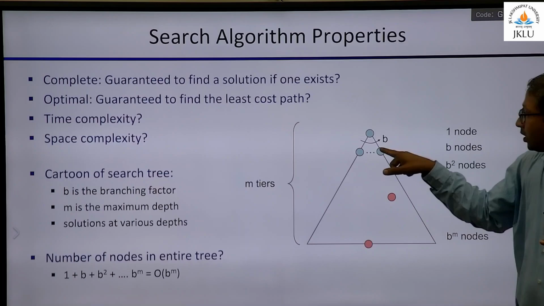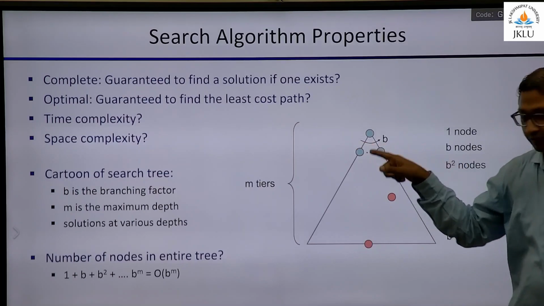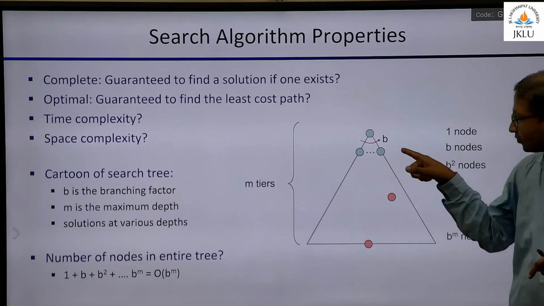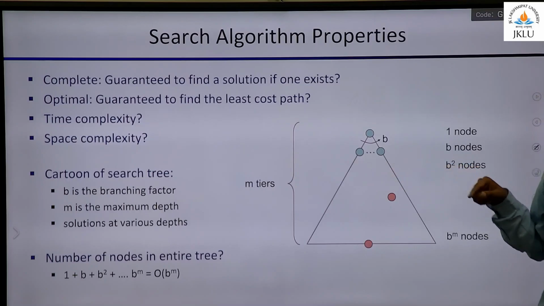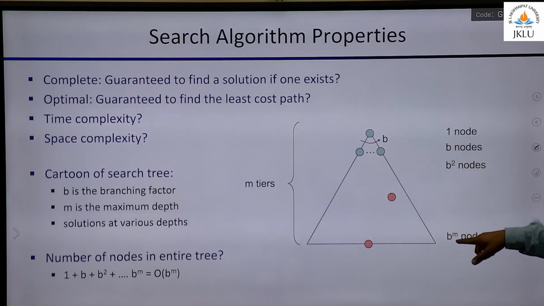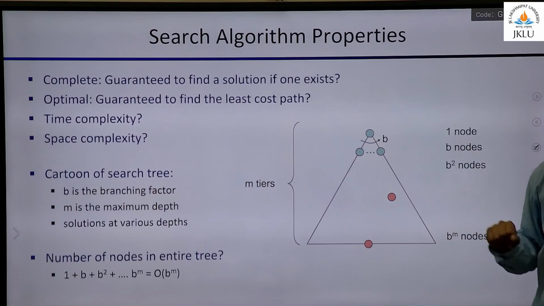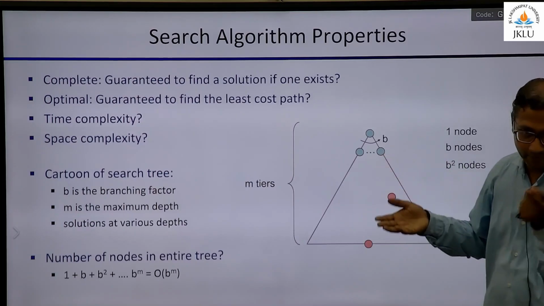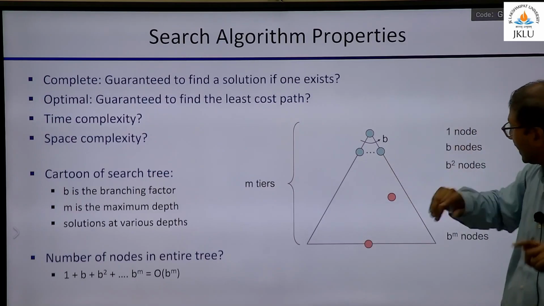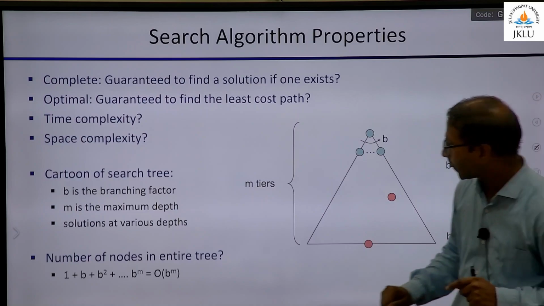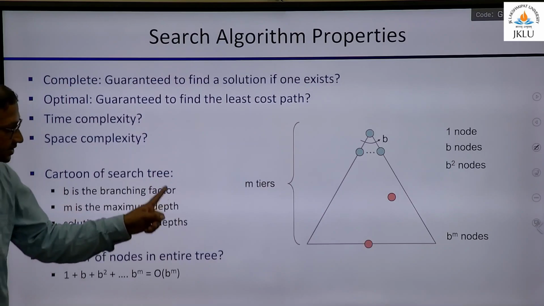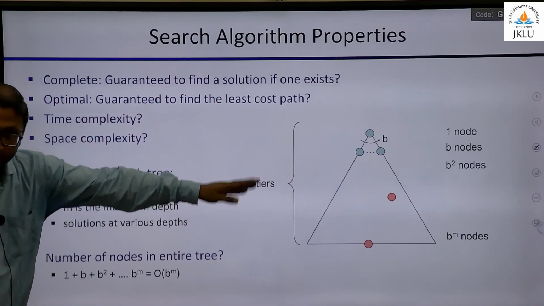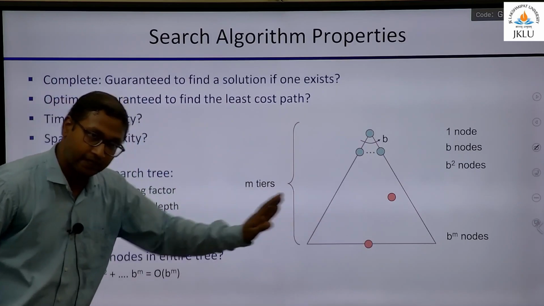So how many nodes will be there on the first level? If we call this zeroth level, first level pe you have B nodes in your fringe. Next level pe you will have B square nodes in your fringe. At mth level you have B to the M nodes, okay? And I mean, okay, by fringe I mean if you are following BFS. So my bad, we are not following BFS right now. M is the maximum depth, solution at various depths. So solution can be anywhere there. It doesn't have to be at depth M.